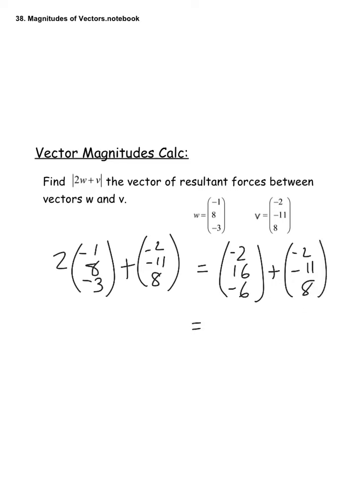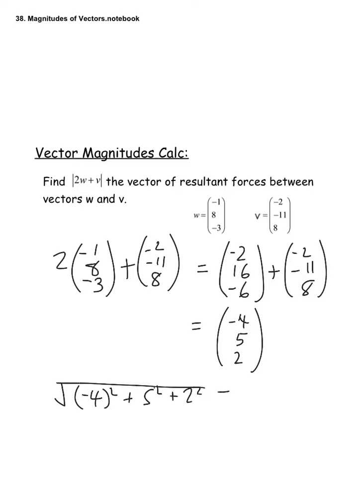-2 add on -2 gives you -4. 16 add on -11 gives you +5, and -6 add on 8 gives you +2. So this is the vector that we're finding the magnitude of. We need to do our square root again: the square root of -4 squared plus 5 squared plus 2 squared. That's going to give us the square root of 16, add 25, add 4. Those are the same three numbers as in the last example, so that's the square root of 45.